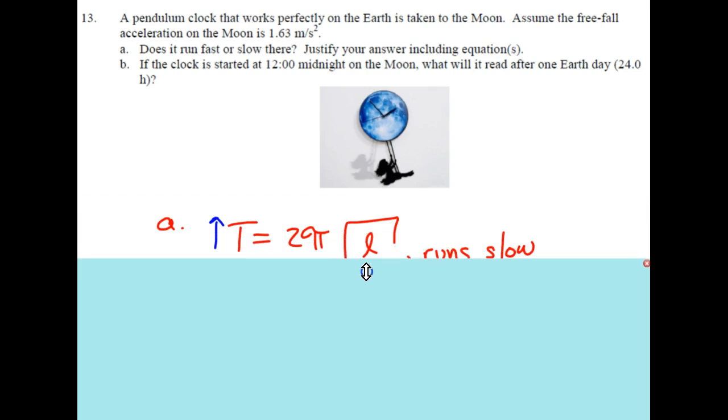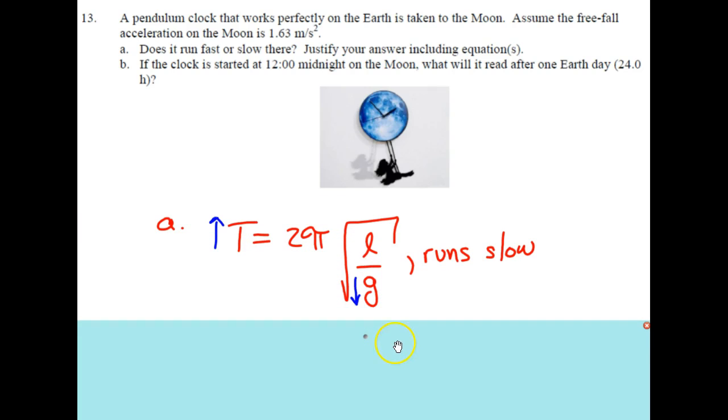All right, so for A, we need to analyze the period of a pendulum equation. T equals 2 pi square root L over g. Well, the value of little g on the moon is less than the value of little g on the Earth. On the Earth, 9.81, on the moon, 1.63. Little g and the period T have an inverse relationship. So if little g decreases, that means the period of the pendulum is going to increase. Longer period means it's taking a longer amount of time on the moon to do one oscillation than it would on the Earth. So this means the pendulum clock is going to run slow.